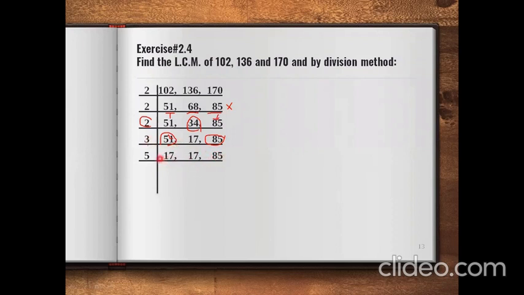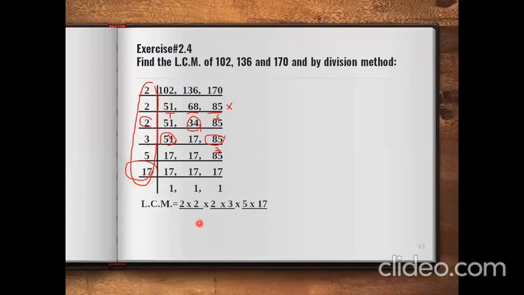Now this 85 can be divided by 5, so you will simply write 5 into 1 is 5 and 5 into 7 will be 35. As you can see here, you will get 17 as a quotient. So simply you will divide this 17 by the number 17 itself, and at the end you will get quotient 1. When you get quotient 1 for all the numbers in the end, you will stop here. Now, as you can see, these are the factors that you have found.